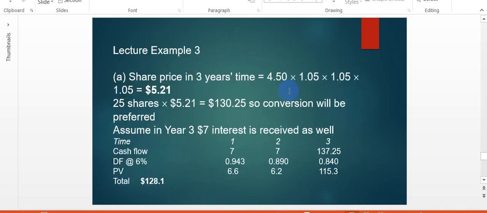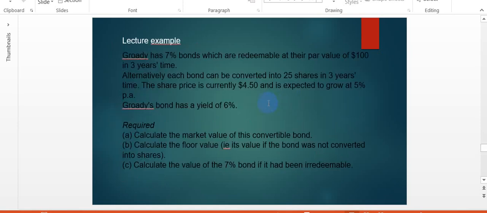Finally, we look at an example. We've got a lecture example here. You are given share prices in 3 years' time.